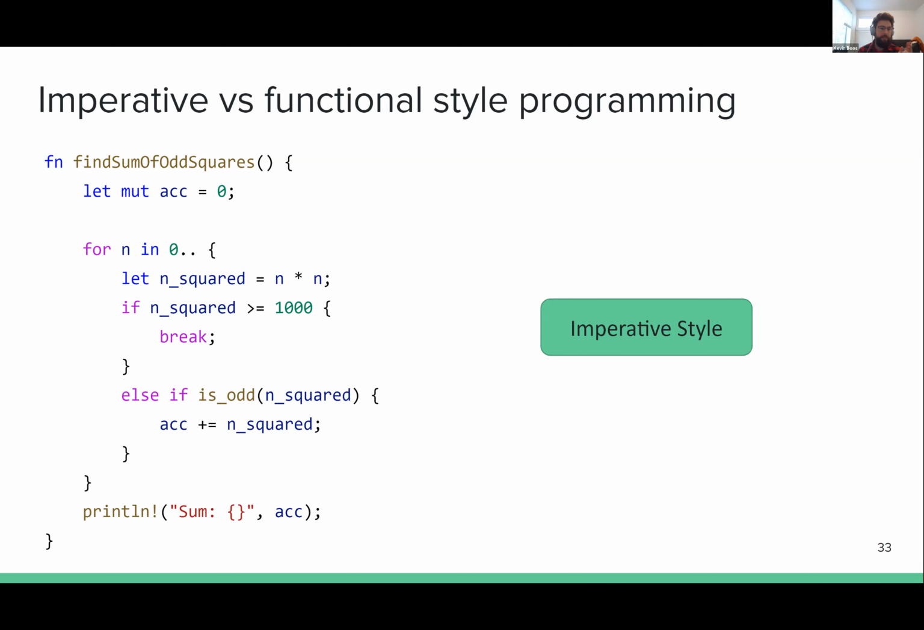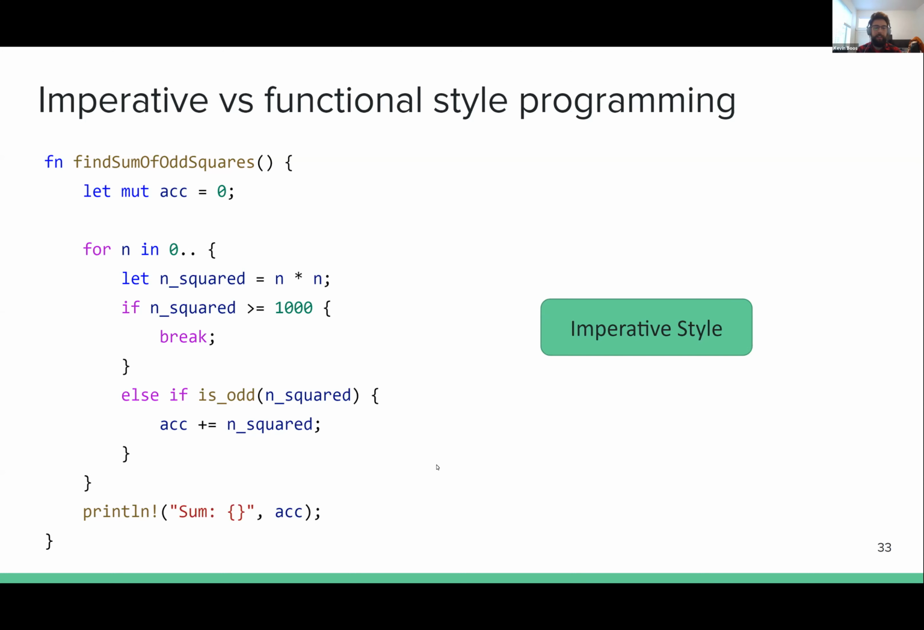So here I have just a very simple function that finds the sum of all of the squares that are odd, from 0 to 1,000. This is how you might do it in a standard C-style imperative programming style. You just iterate over all the numbers, checking all these conditionals, and then you're accumulating the values in some outside accumulator. And then you print. Pretty standard stuff. This is how you would do it in C.